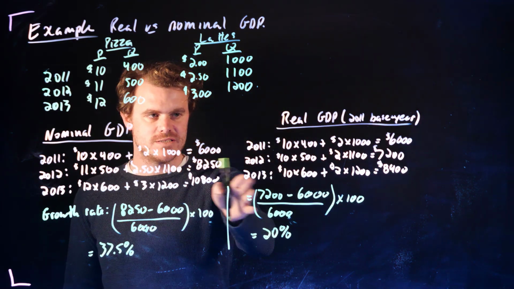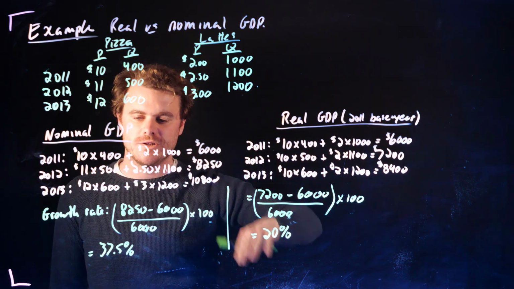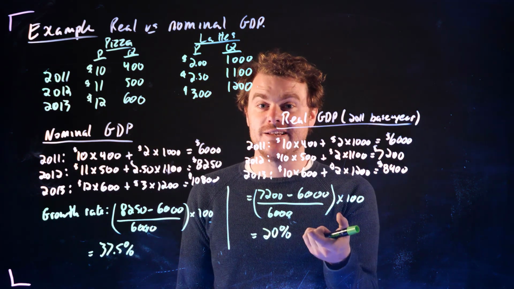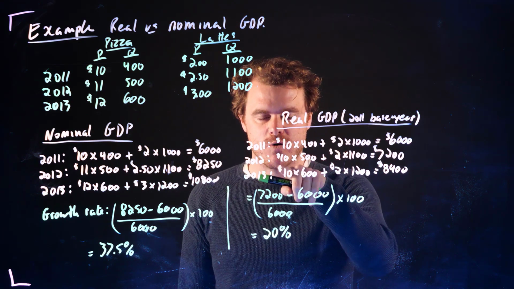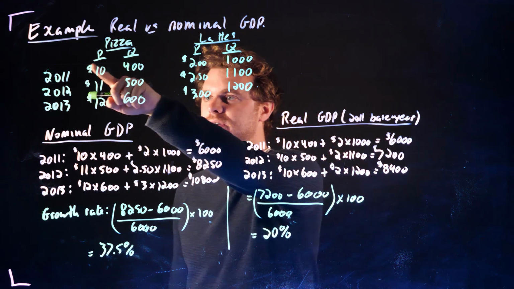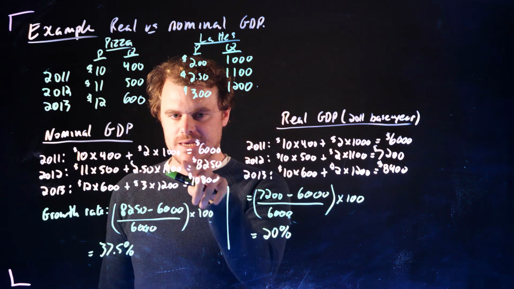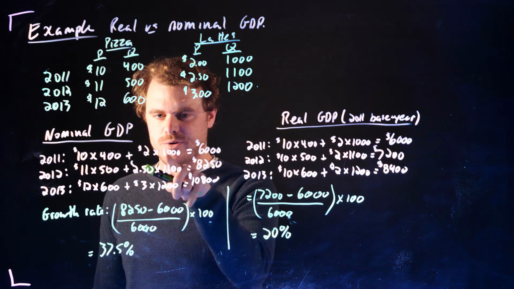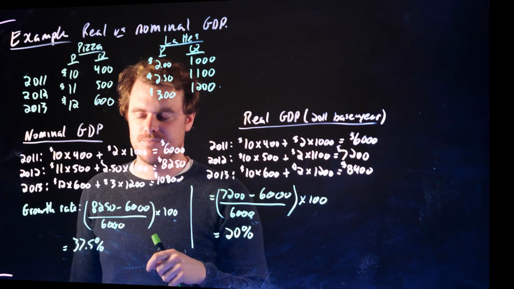So look at the difference in the growth of GDP depending on if we use real or nominal GDP. Real GDP is only going to change when the underlying quantities change, because the prices remain constant, because we're always using prices from our base year. Nominal GDP changes from year to year because both the quantities produced are changing, but also the prices are changing.